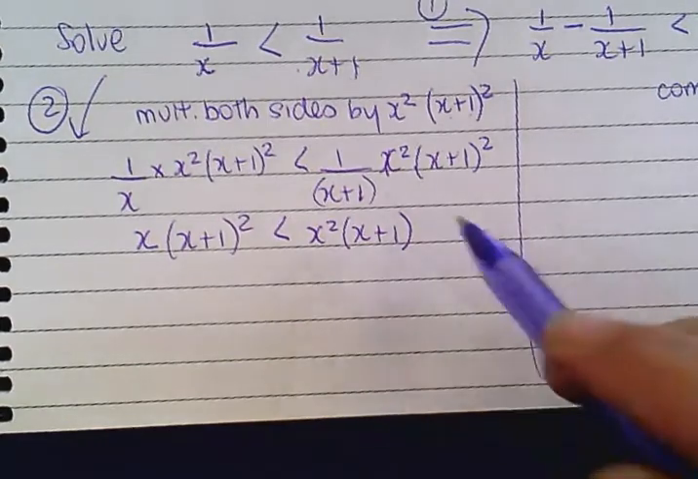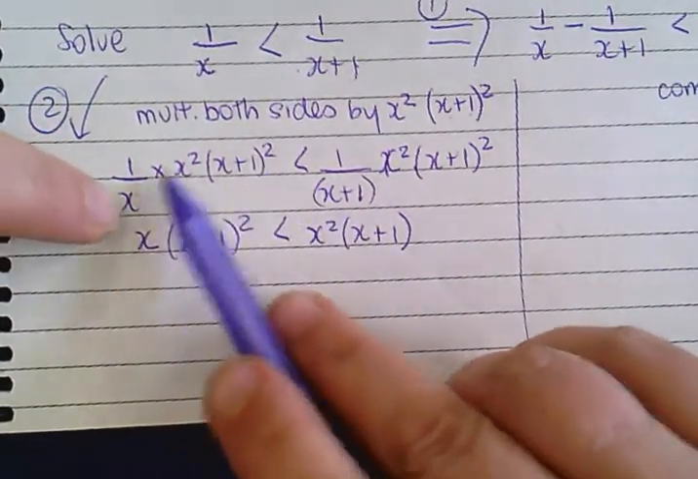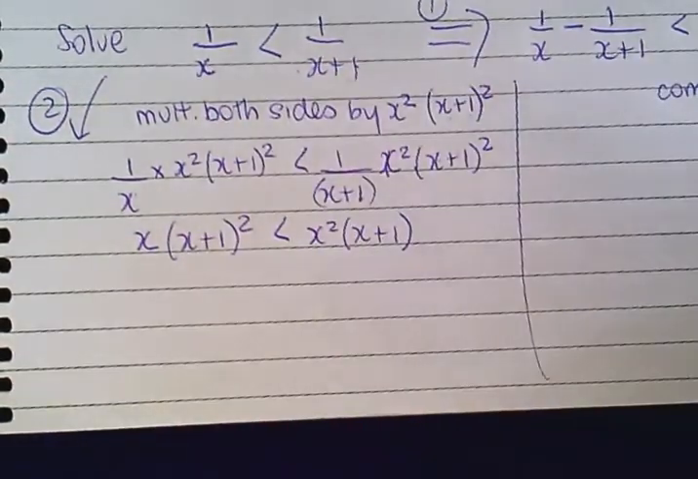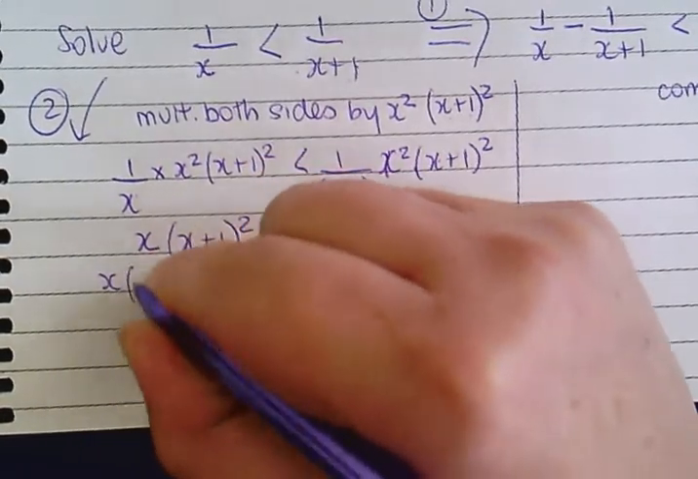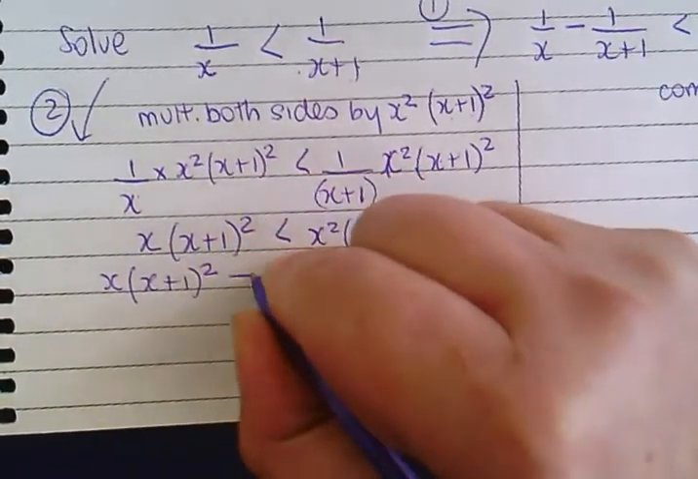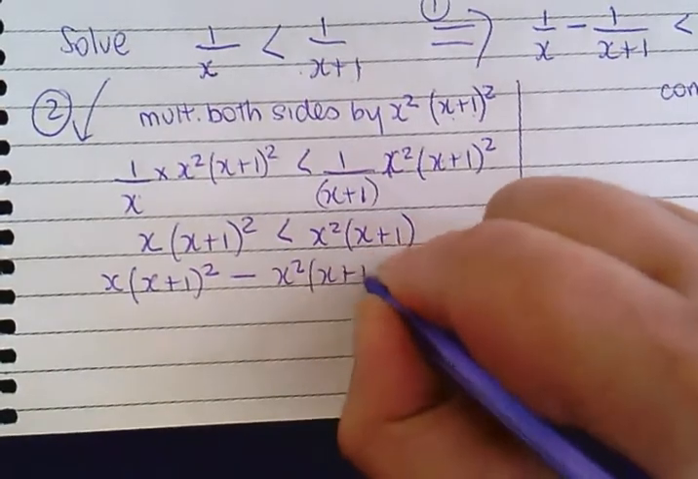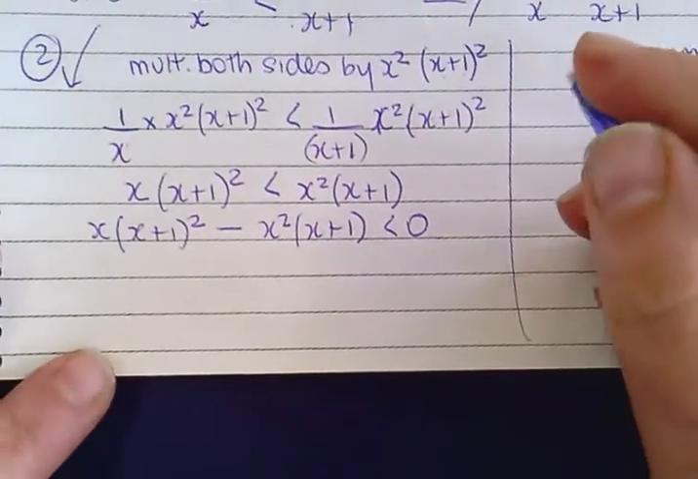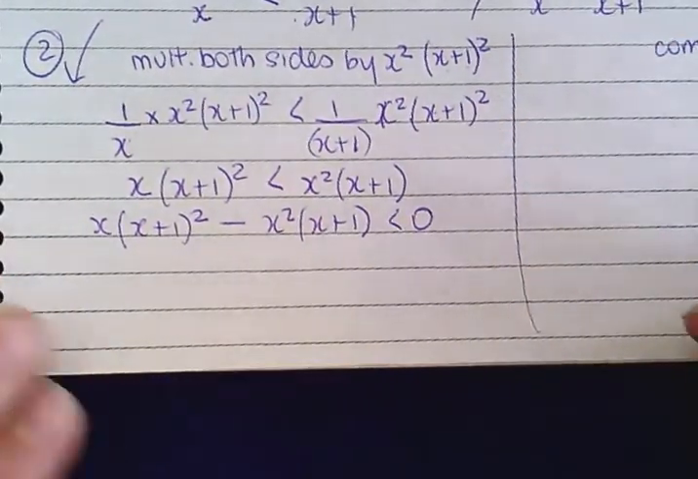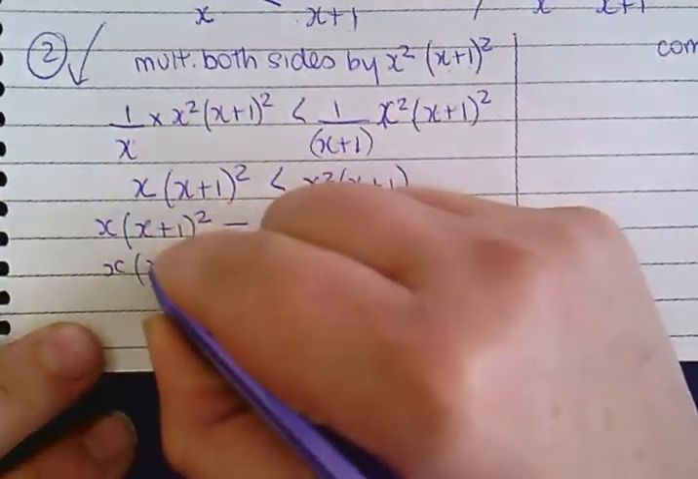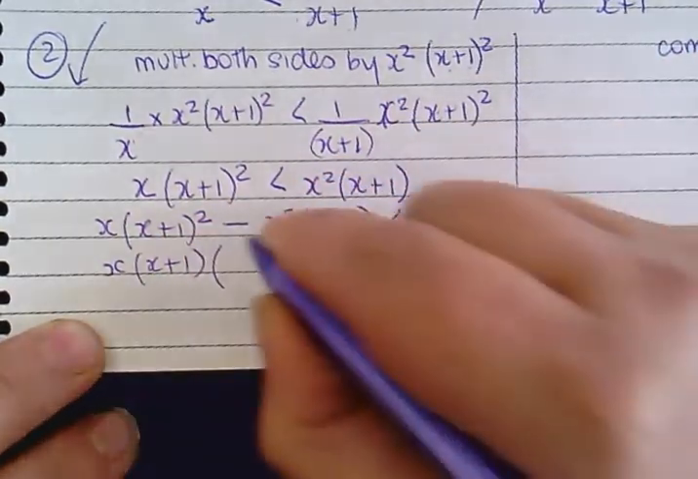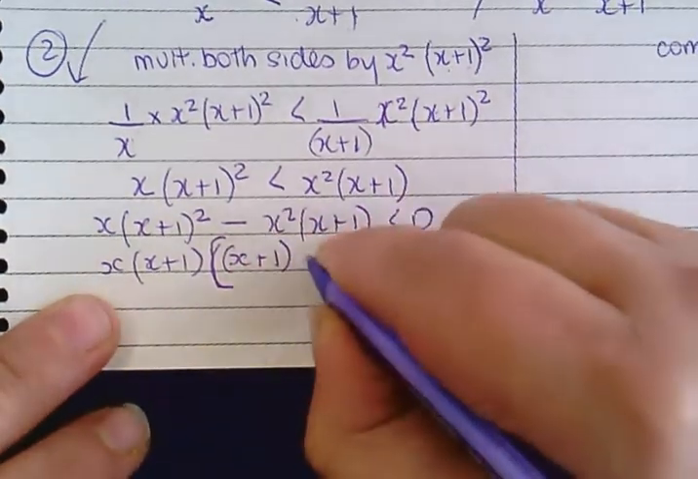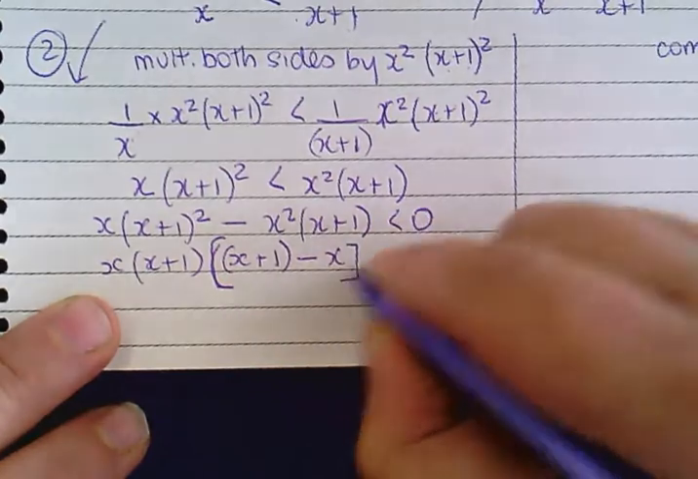Multiply by x squared, x plus 1 squared. When we do that, we get cancelling of the x's here on the left and cancelling of one of the x plus 1's on the right. We now take everything over to the left-hand side. So x bracket x plus 1 squared minus x squared bracket x plus 1 is less than 0. What do we do now? We factorize out what? X bracket x plus 1. What are we left with? X plus 1 minus x.